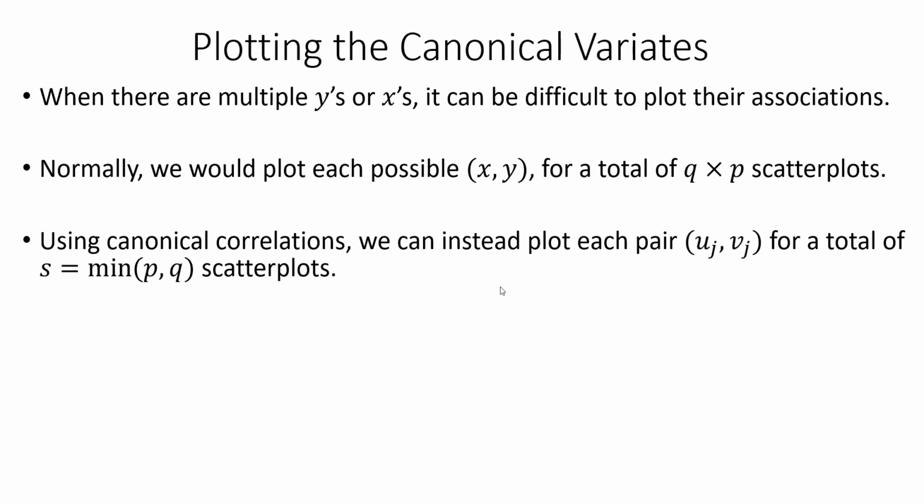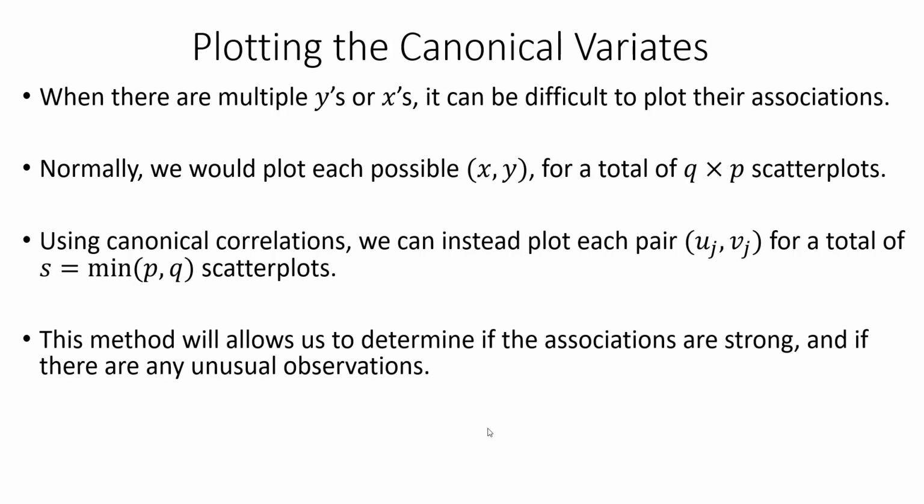So instead, we can just plot each pair of our canonical correlations, and that'll capture the strongest relationship possible between our x and y values. Instead of creating 12 scatter plots, we'll just have to create the smaller of p and q. In our example, we'd only have to plot 3. This method allows you to look at the strongest associations possible between uncorrelated pairs, and it'll also allow you to see if there are any unusual observations.